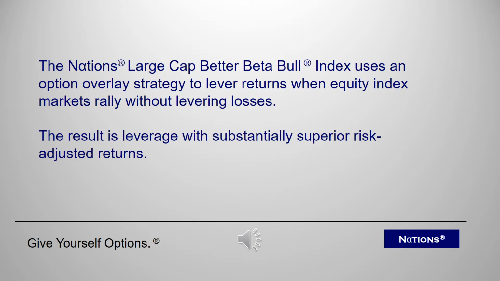The nation's large cap Better Beta Bull Index uses a unique strategy to lever returns when equity index markets rally, without levering losses when they fall. The result is leverage for trading and asset allocation strategies with substantially superior risk-adjusted returns compared to other levered products. The nation's option overlay strategy generates leverage while also reducing the negative impact of daily compounding. Like all nation's index products, the nation's better beta indexes are protected by patents pending.